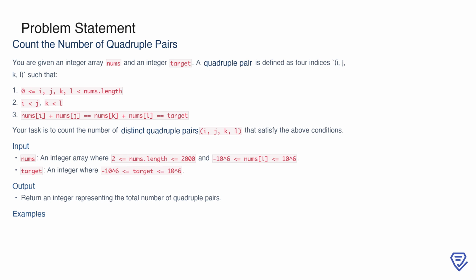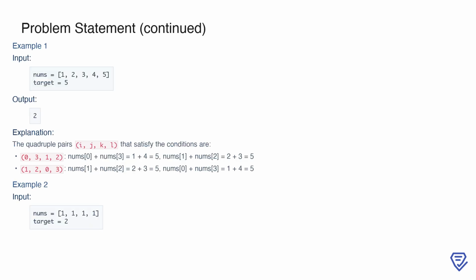conditions. The input consists of an array nums with a length between 2 and 2000, where each element can range from -10^6 to 10^6, and an integer target that also falls within the same range. The output is a single integer representing the total number of valid quadruple pairs that satisfy the problem's requirements. To understand the problem further, let's look at the first example.